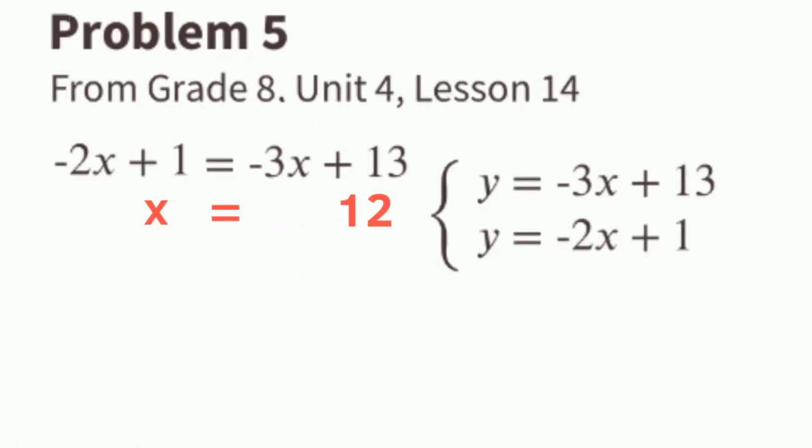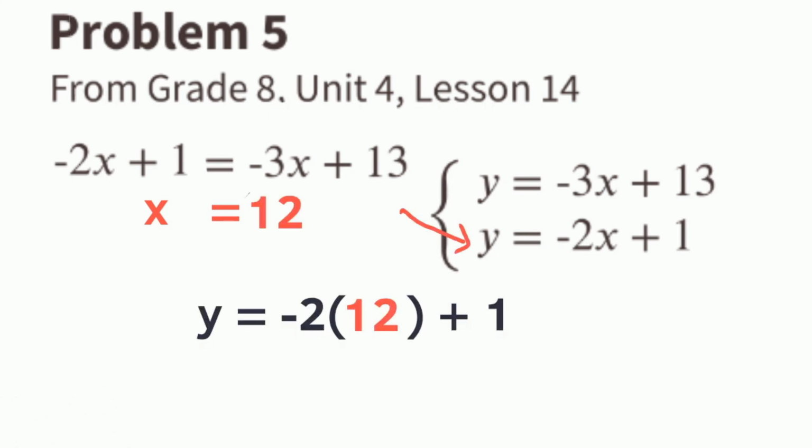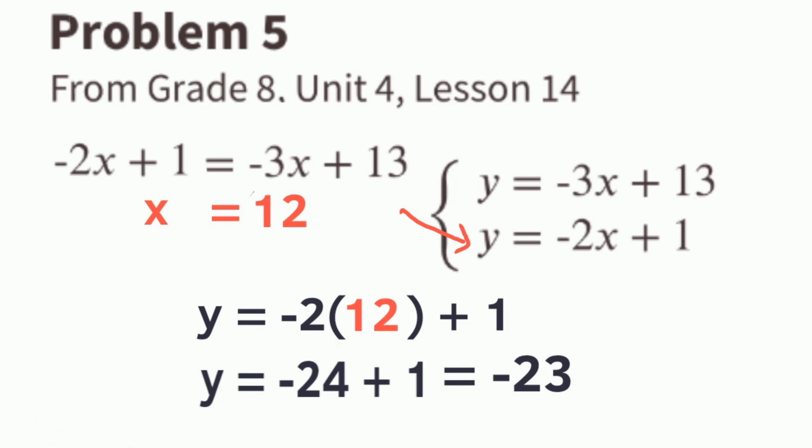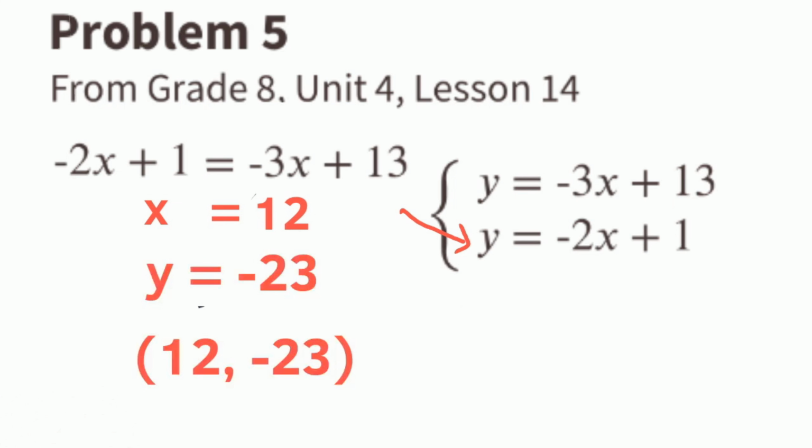Now that we know that x equals 12, we can substitute the x in this equation with the value 12. Now it reads y equals negative 2 times 12 plus 1, which is equal to y equals negative 23. Now we know that x equals 12 and y equals negative 23.